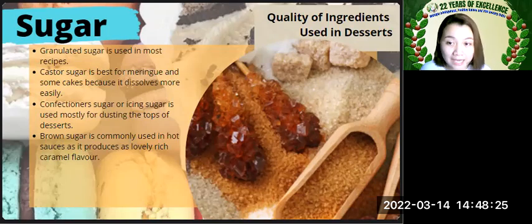We have different types, may mga iba't ibang klase ng mga sugars tayo. First one is the granulated sugar. It is used in most recipes, the common sugar that we are using at home. Castor sugar is best for meringue and some cakes because it dissolves more easily. It's a bit more refined than the granulated sugar. Confectioner's sugar, like what we discussed last time, or icing sugar, is used mostly for dusting the tops of desserts. And brown sugar is commonly used in hot sauces as it produces a lovely rich caramel flavor.